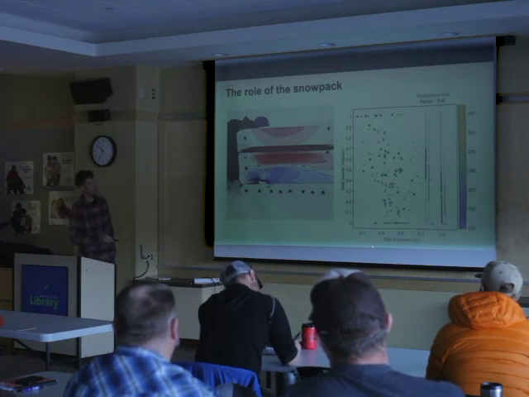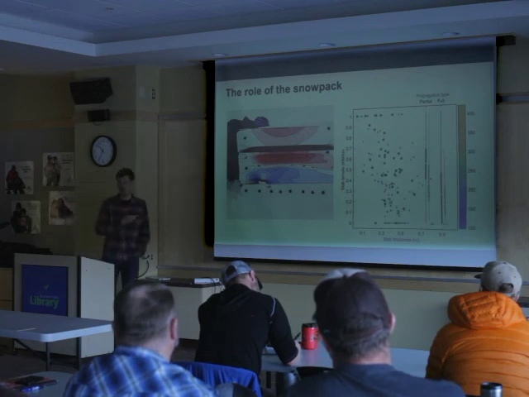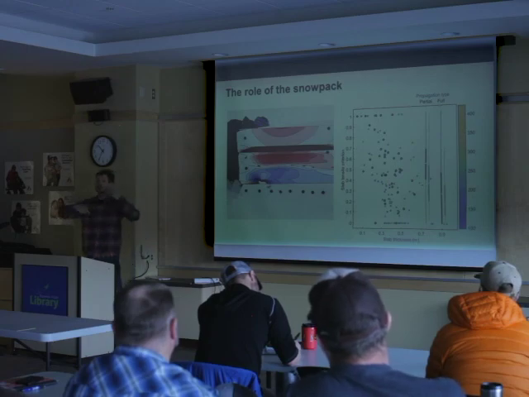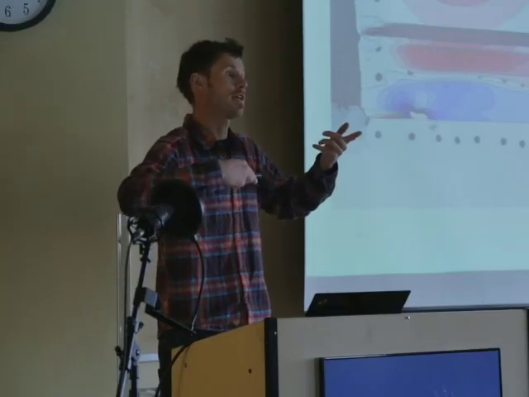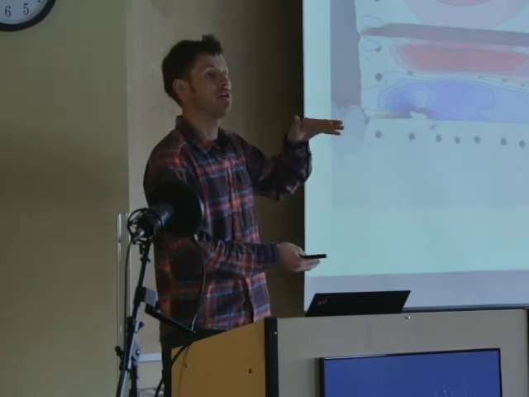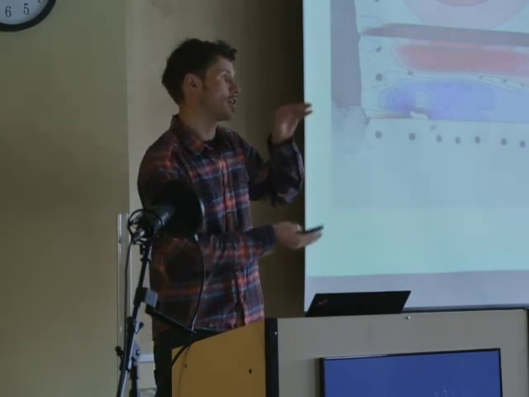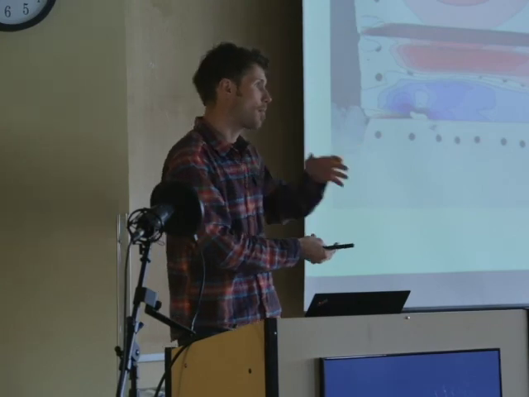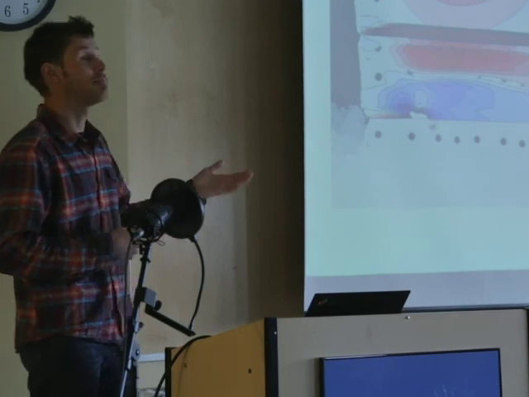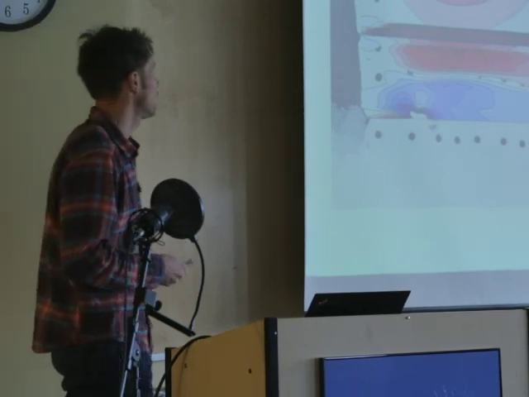Again, slab thickness plays a role. The thicker the slab, the more likely it is to propagate over a long distance. So that's a little bit inverse with the failure initiation criterion. To initiate a failure, you want to have a thin slab. It's easier to initiate in a shallow spot, but then to propagate over a long distance, it works better if you have a thicker slab.